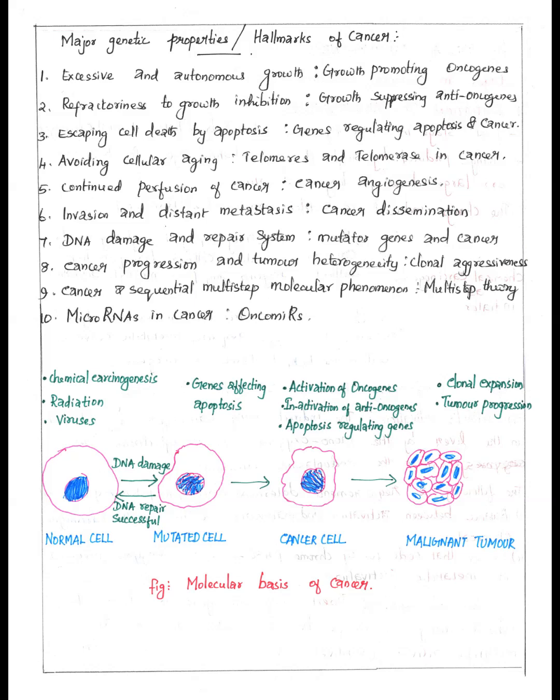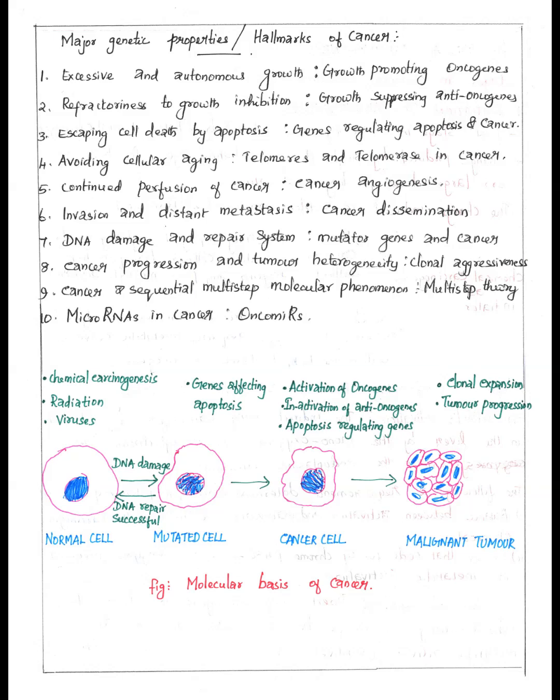Telomeres are DNA sequences and proteins found at the end of chromosomes. This stabilizes the chromosomes and is also required for cell division. Fifth property is continued perfusion of cancer through newly formed blood vessels by the process of cancer angiogenesis. Sixth is invasion and metastasis, that is, cancer spreads to distant sites.